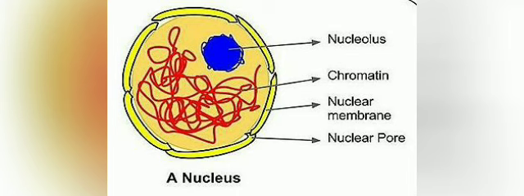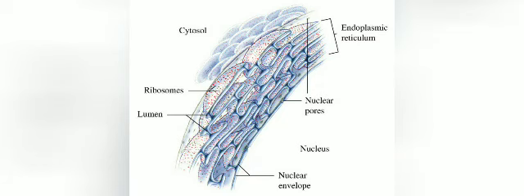It has pores which allow the transfer of material from inside the nucleus to its outside, that is, to the cytoplasm. So nuclear pore allows what? Allows the transfer of material from the nucleus to the cytoplasm. So the nuclear envelope or nuclear membrane becomes a barrier, right?